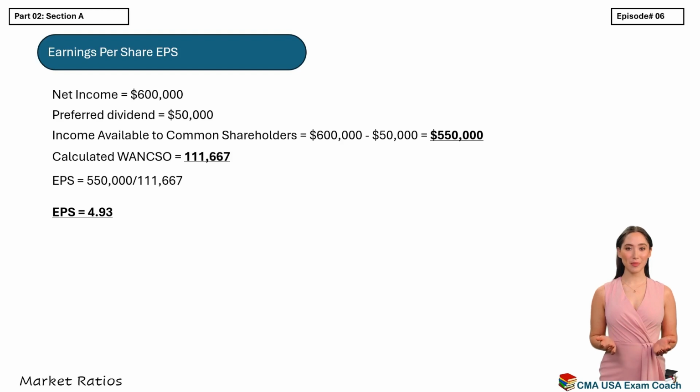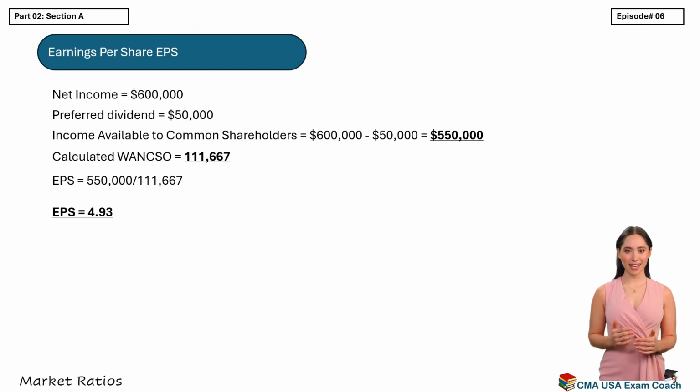Now that we've calculated the weighted average number of common shares outstanding, WANCSO, let's move ahead and calculate the earnings per share, EPS. Let's say the company's net income for the year is $600,000. Out of this, the company needs to pay a preferred dividend of $50,000 to its preferred shareholders. That means the amount available to common shareholders is $600,000 minus $50,000 equals $550,000. We've already calculated the WANCSO as 111,667 shares.